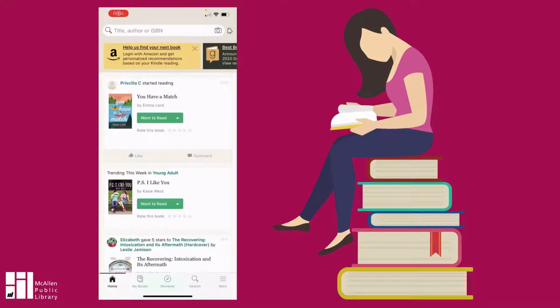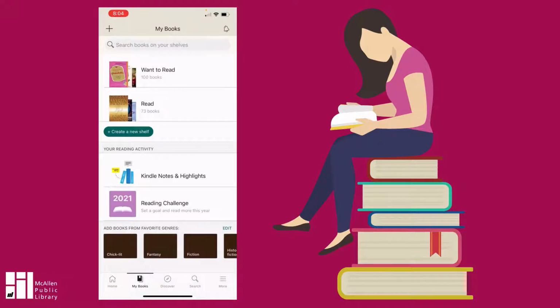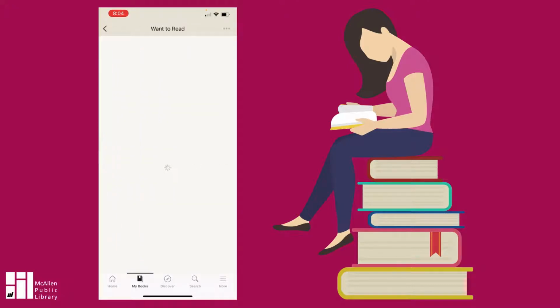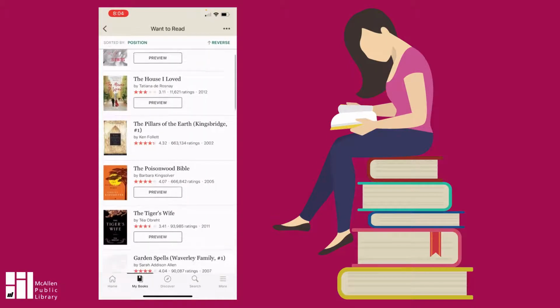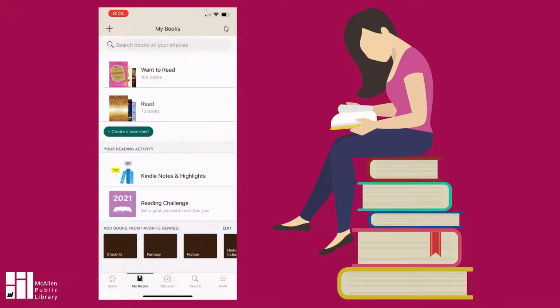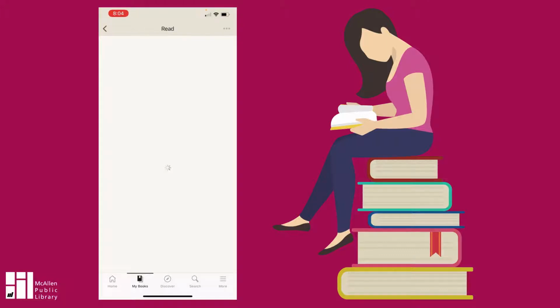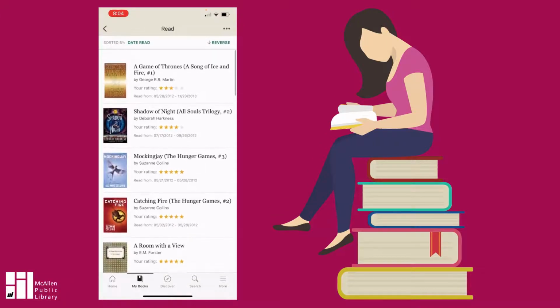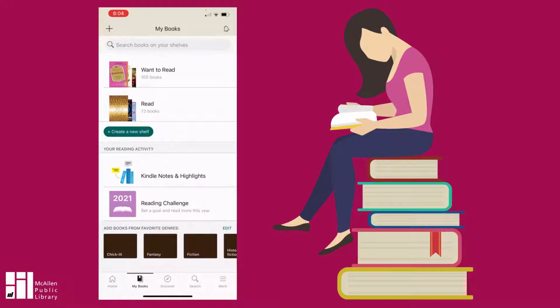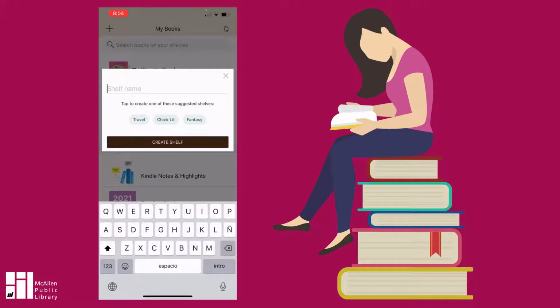Now the next screen down here at the bottom is the My Books screen. This is probably the most useful part of the app. This is where you make your shelves, your lists or your shelves of books. So like I have a list of books that I want to read, books that I've already read. And those are the ones that it has by default, but you can create more shelves. You go to create a new shelf.